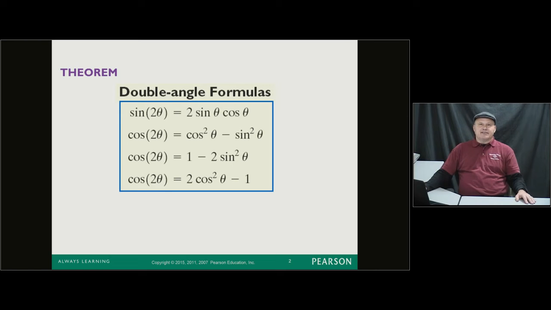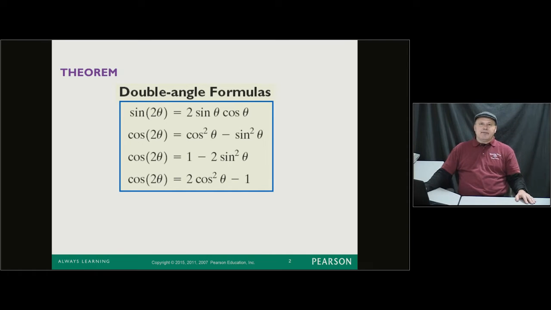Sine of 2 theta is 2 times the sine of theta times the cosine of theta. And cosine of 2 theta is cosine squared minus sine squared of theta. Now this actually has 3 different values. It could also be 1 minus 2 sine squared of theta, and 2 cosine squared of theta minus 1.